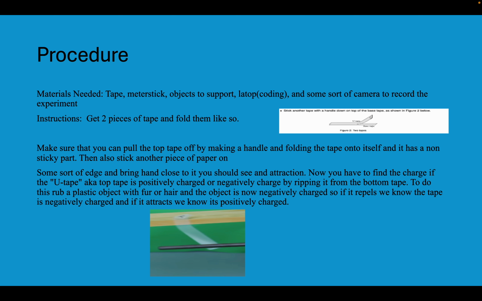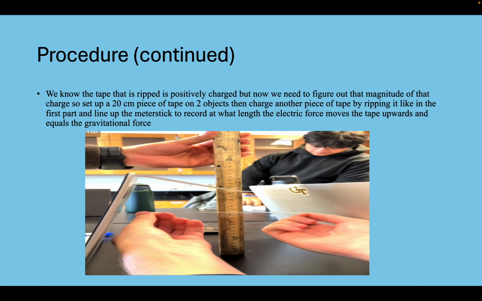However, we don't know what charge our hand is. So you can find the charge by rubbing a plastic object on your hair or on some type of wool, and then we know that the plastic is negatively charged. If you put it close to the tape and the tape is attracted to it, that means it's the opposite charge, therefore the tape is positively charged. And if the tape is repelled by it, we know it's the same charge as the plastic, so negatively charged. Here we can see that it's attracted to it, so the tape is positively charged.